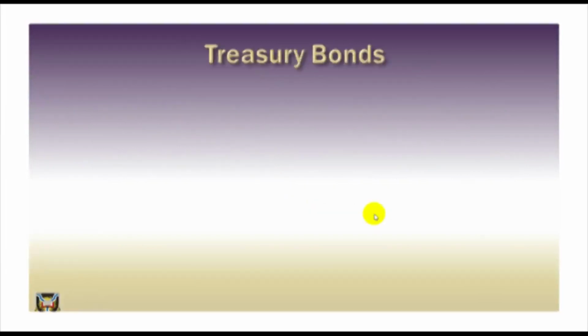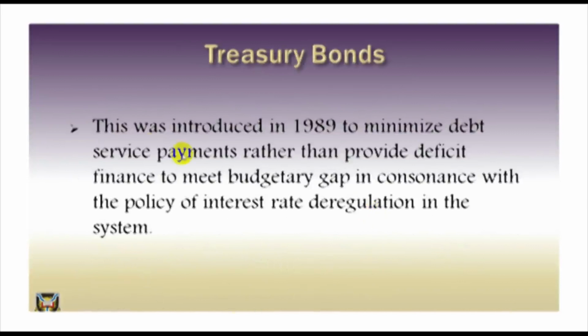Treasury bonds. This was introduced in 1989 to minimize debt service payment rather than provide deficit finance to meet budgetary gap, in consonance with the policy of interest rate deregulation in the system.